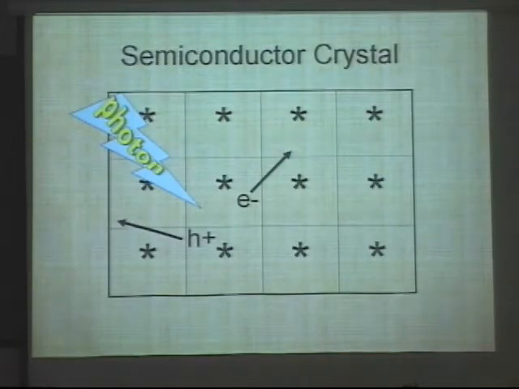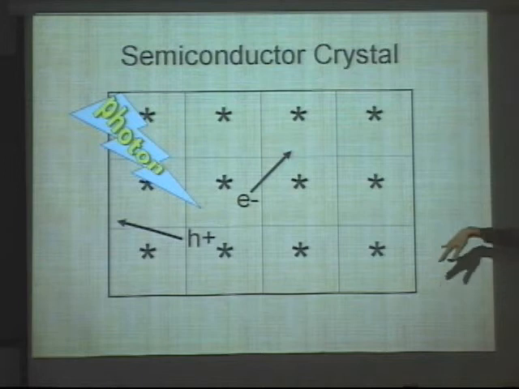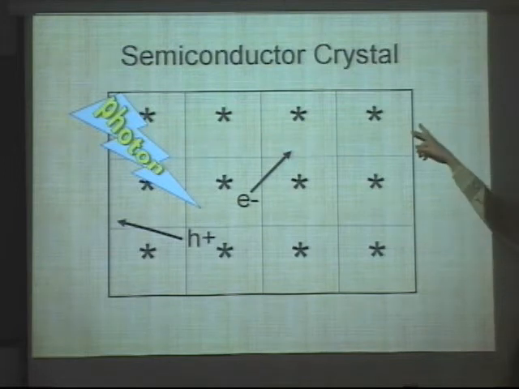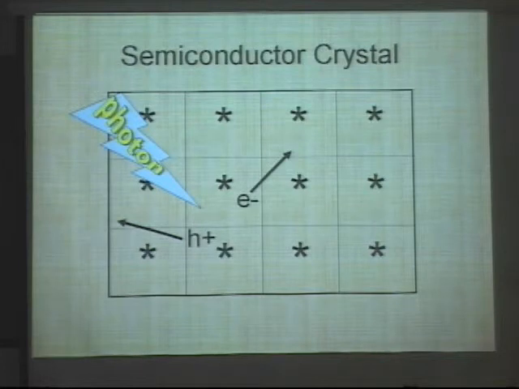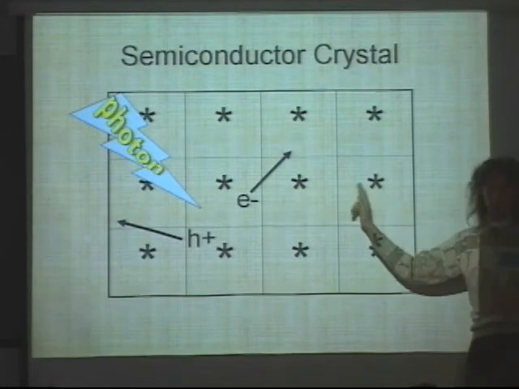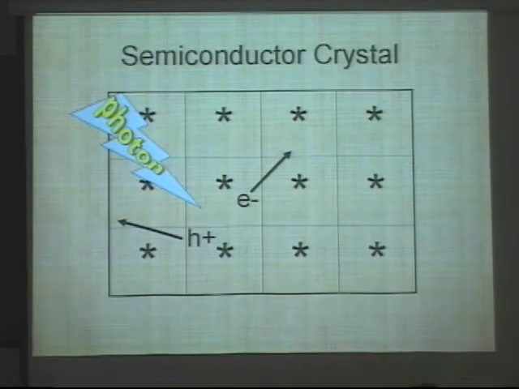Okay, so imagine this is your semiconductor crystal. Each star is an atom. Each atom has so many electrons that it holds close to itself, and then some in its outer shell with which it makes bonds. In a semiconductor, those bonds are covalent. So the electron is freely shared between the two atoms and pretty tightly held.